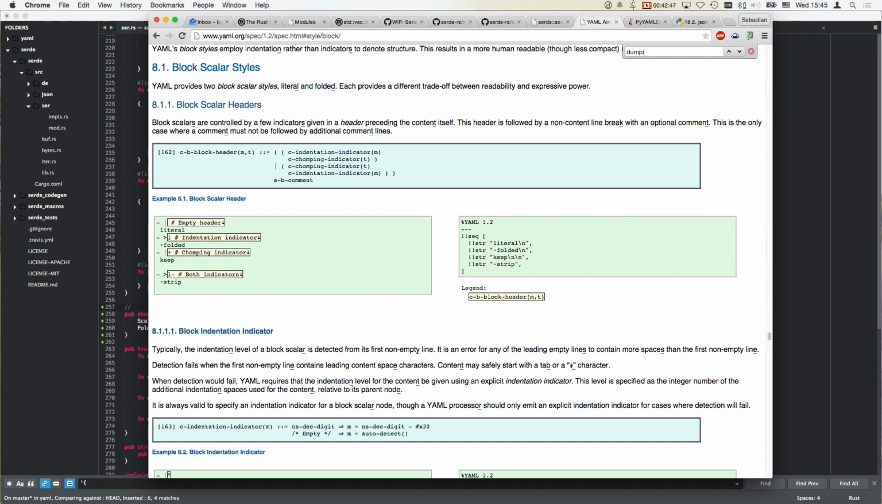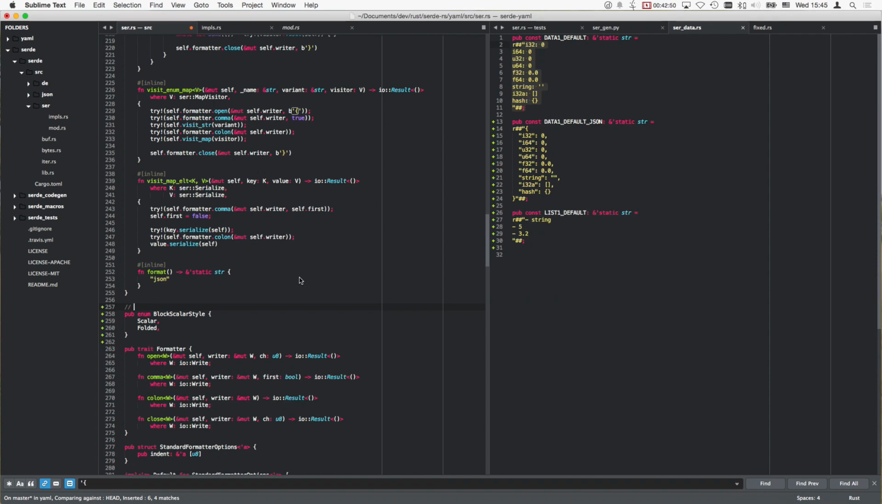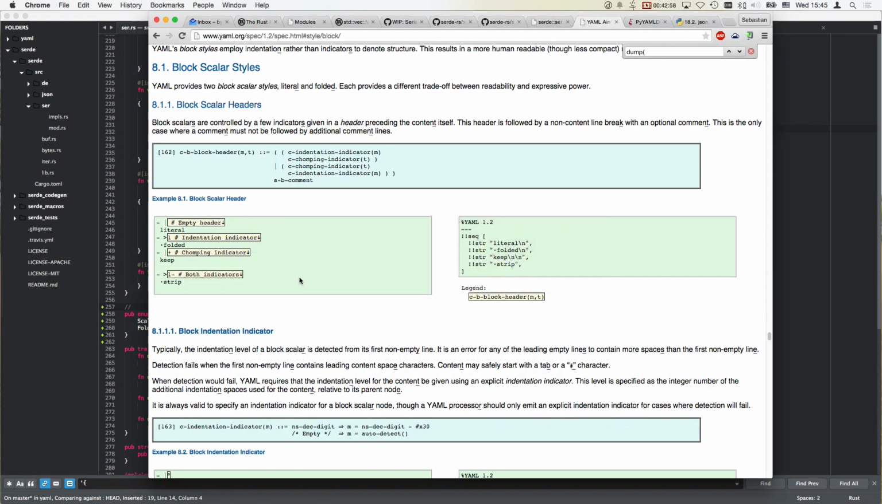Oh man. I was hoping the Python implementation could help me, but judging from their interface, they didn't really care about lots of this YAML document here. Or they used a different version, which might not have been that explicit about these things yet. Block scalar headers. Block scalars are controlled by a few indicators given in a header preceding the content itself. The header is followed by a non-content line break with an optional comment. This is the only case where a comment must not be followed by additional comment lines.